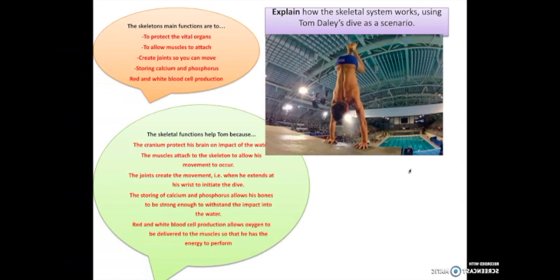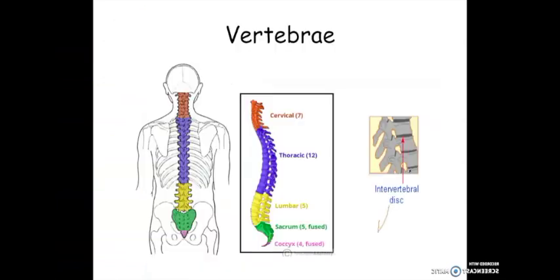And then finally, if he's diving, doing handstands and somersaults, he needs to have good oxygen delivery to his working muscles, so the muscles in his arms, in his core, in his legs. He will get that from the red blood cells, and that will give him energy to perform his dive. So that's how a diver like Tom Daley uses the skeletal system. You can see how important the system is in a sport like diving.